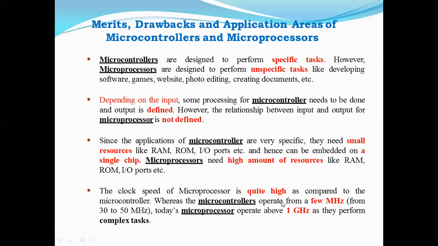Then coming to the clock speed. The clock speed of the microprocessor is quite high. Why? Because it will be running n number of applications, so it has to execute more instructions per second. Therefore the microprocessor operates above 1 gigahertz, and it will also be doing many complex tasks. Whereas in the microcontroller, the speed is only a few megahertz, because it will be doing only a particular task. Compared to the microprocessor, the microcontroller speed is very low.